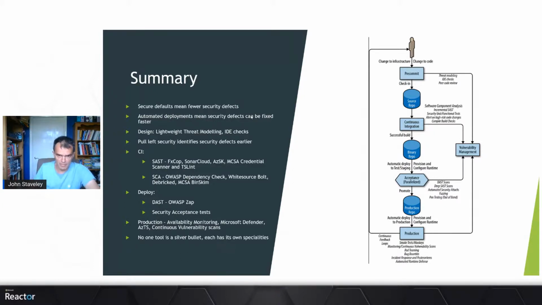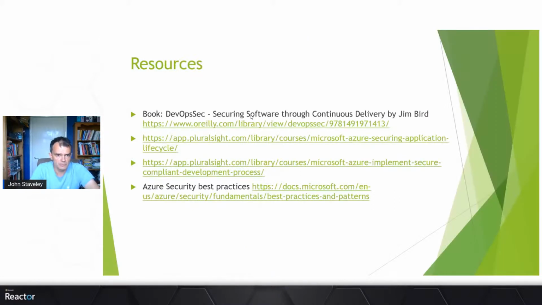provides really useful information. I've got a couple of resources here, which I think are going to be tweeted out, or you can get these slides. There's a couple of Pluralsight courses, which I'd highly recommend. The core of the process I've spoken about today is from this book by Jim Bird, Securing Software Through Continuous Delivery, which is an excellent overview of the DevSecOps process. And really, read the docs, the Azure Security Best Practices. This is an excellent, well-written document of everything you should be doing in terms of your Azure security.